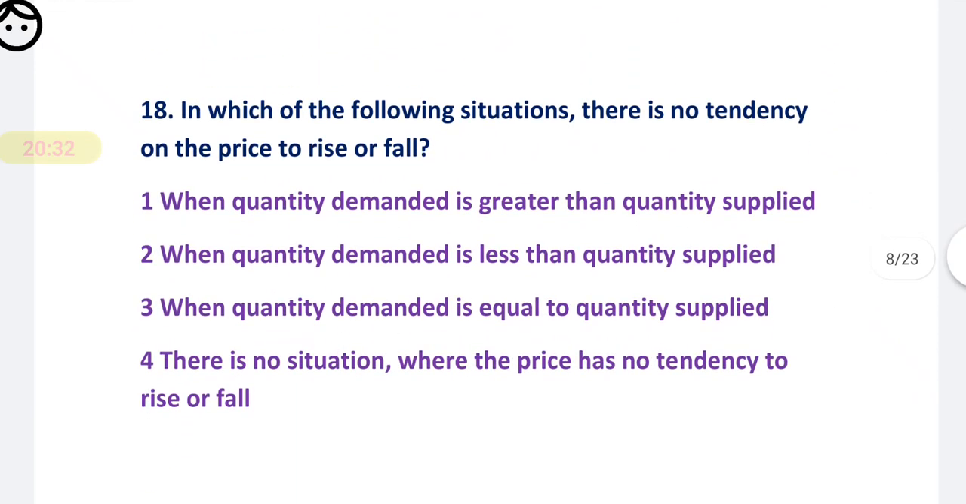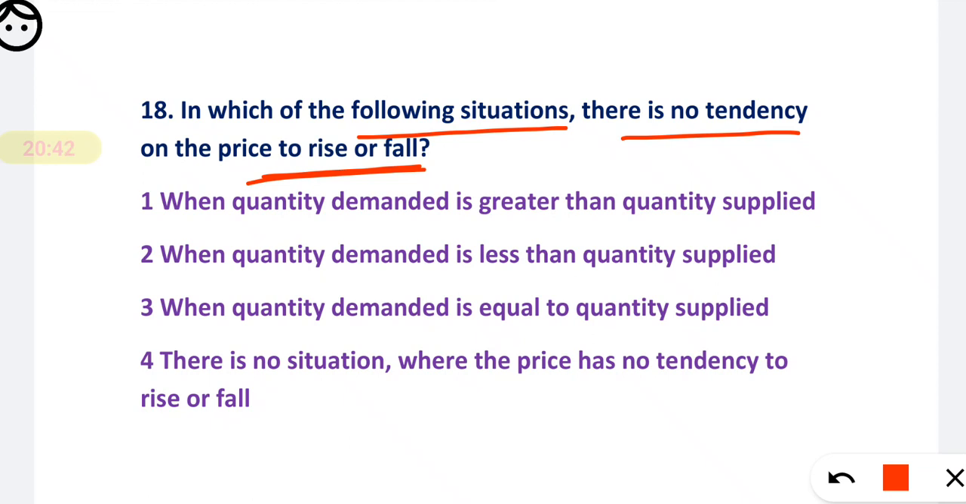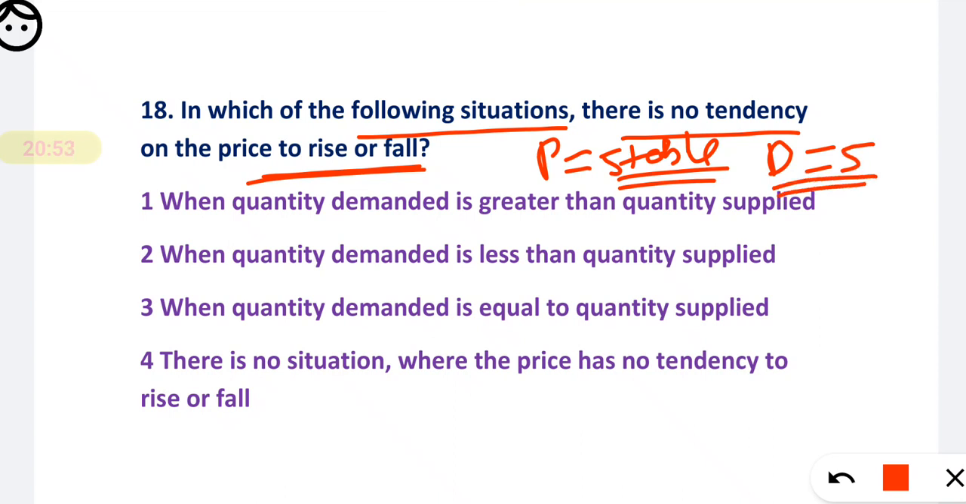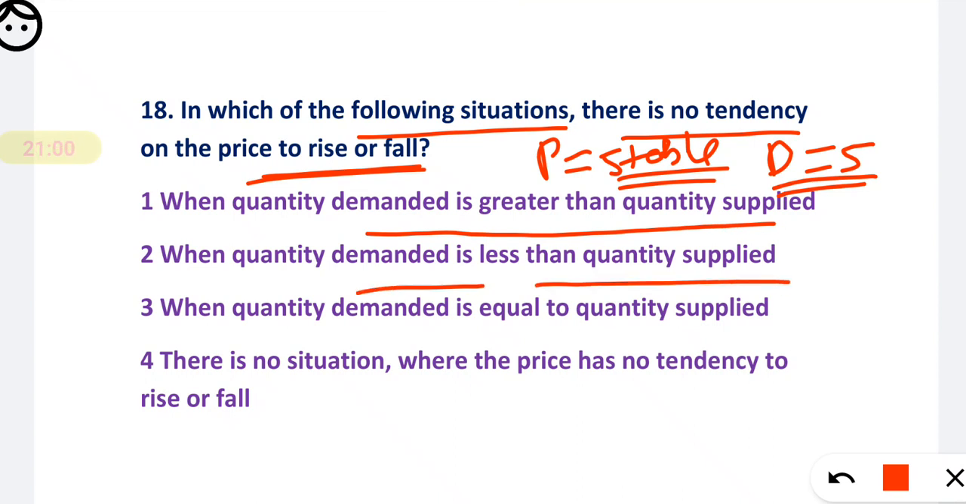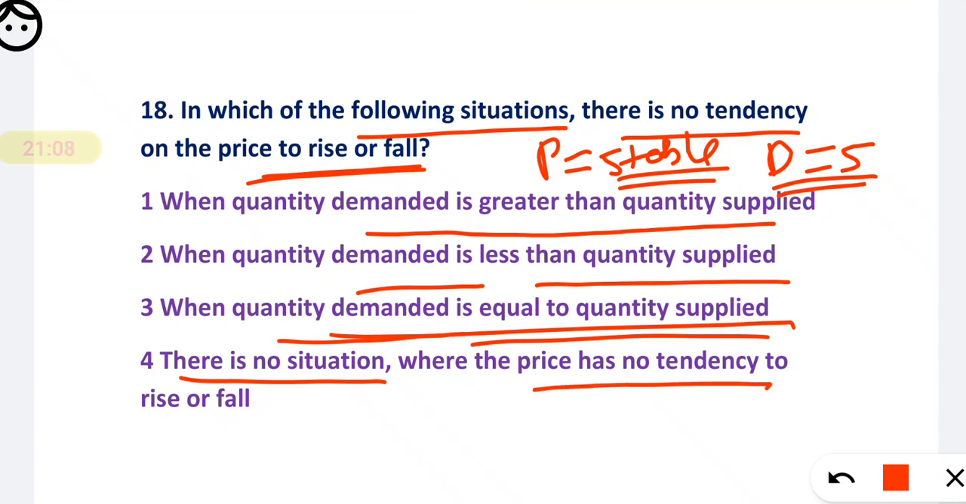Now the question number 18 we are going to discuss: in which of the following situations is there no tendency for the price to rise or fall? That means in which of the following is the situation where your price will be stable. We all know price will be stable when demand is equal to supply. So first option, demand is greater than supply. Second option, quantity demanded is less than quantity supplied. Third option, the quantity demanded is equal to the quantity supplied. And fourth option, there is no situation where price has no tendency to rise or fall.